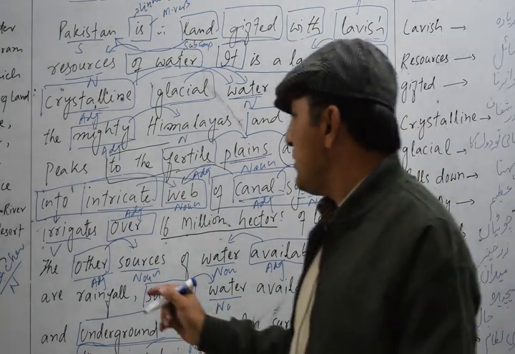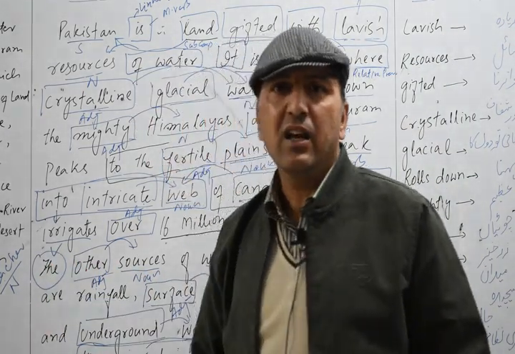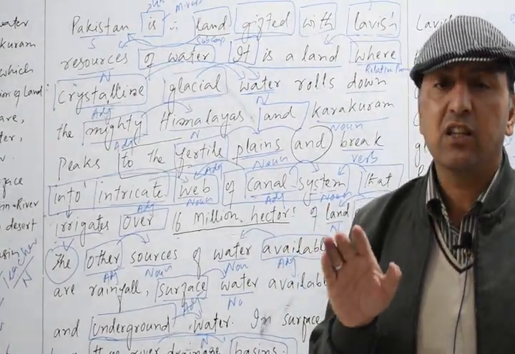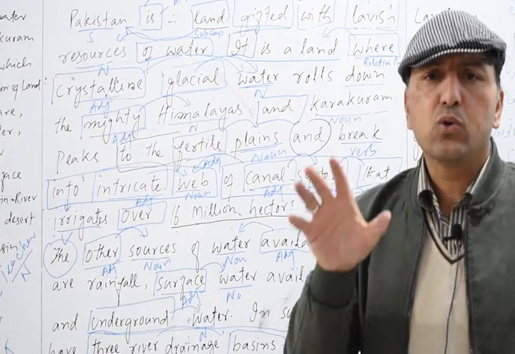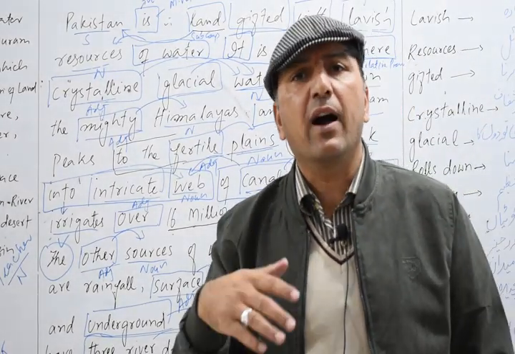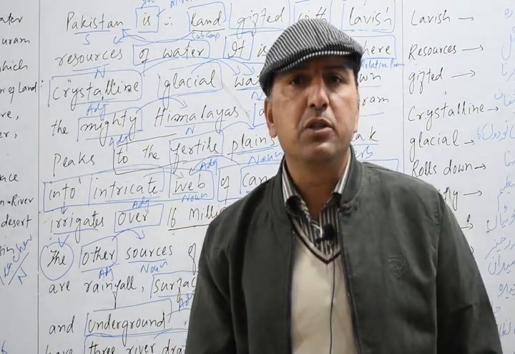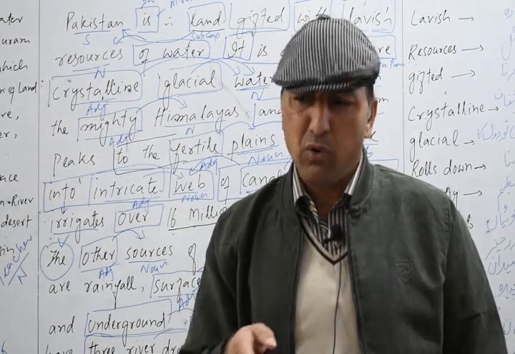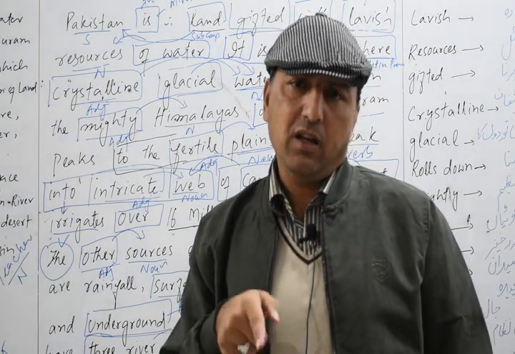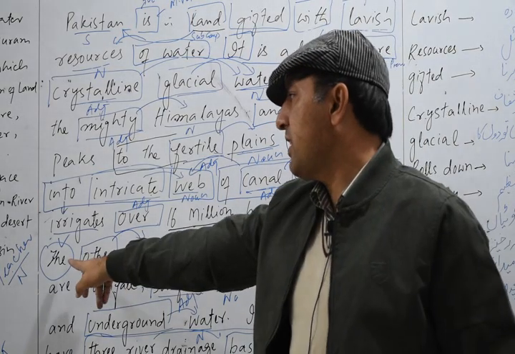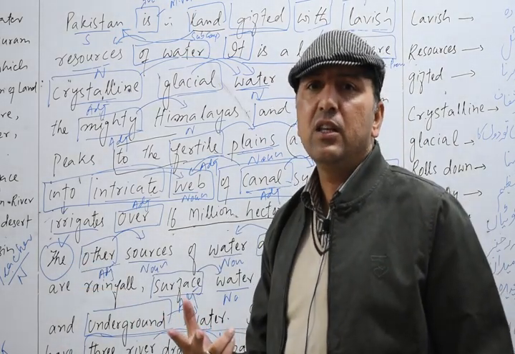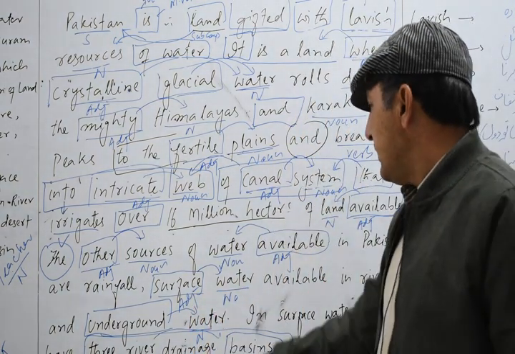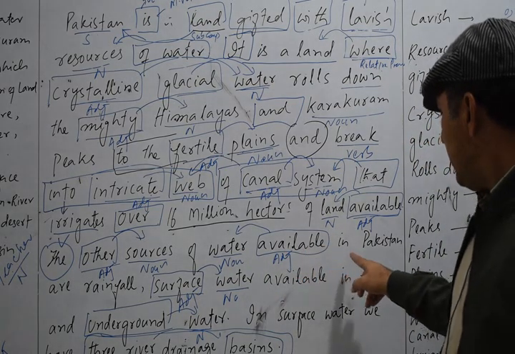"The other sources." Now you know that the is basically an article. We call it definite article because it makes a thing definite. एक चीज़ जो मालूम हो, जो खास हो, यानी एक चीज़ को the जो है खास बना देता है, या जो मालूम चीज़ उसके लिए भी हम the इस्तेमाल करते हैं. For example, the book, a book: कोई भी book, the book एक खास book. So the makes a thing definite. So the is a definite article. और a, an are indefinite articles. "Other sources of water available in Pakistan."